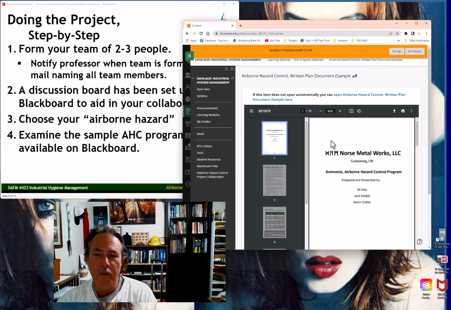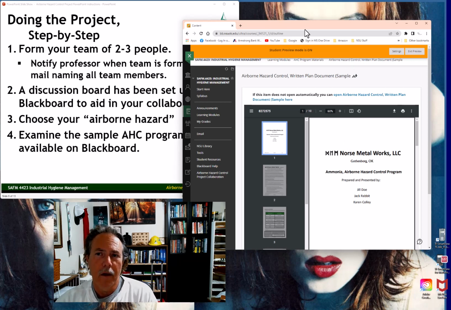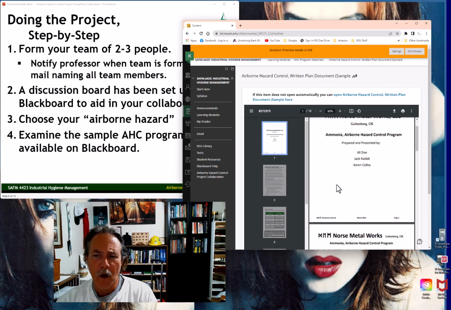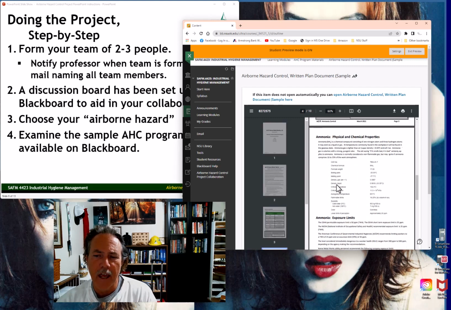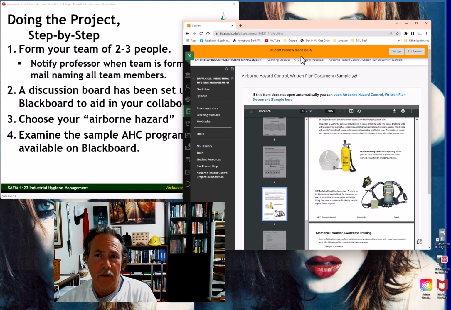That was sufficient for this particular example. Your paper could be 15 pages, your paper could be 8 pages. Do whatever it takes to thoroughly discuss the hazards and provide a thorough, effective control plan for those hazards. But look at this example. After you've chosen your airborne hazard, look at this example and use this as a model to work off of. It has all of the different sections that you'll need to have in your paper. You can see how photographs and images are used and so on.